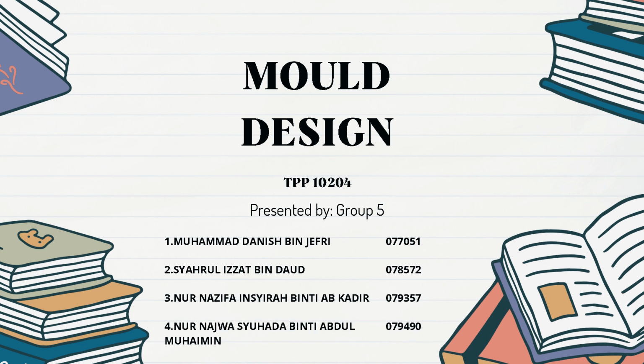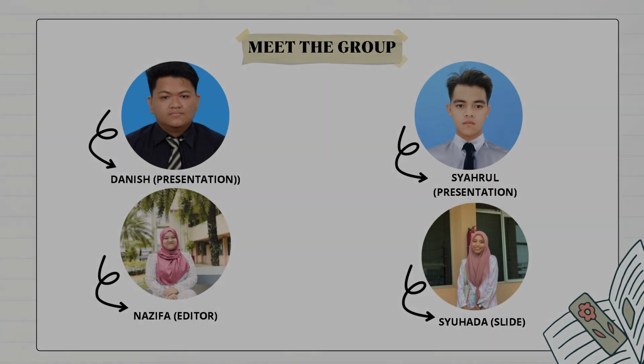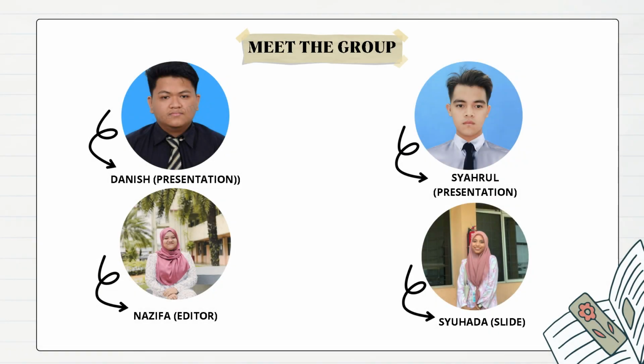We from group 5 have 4 members. First, Muhammad Danish Pejefri, nombor metrik 077051. Second, Syahrul Izzat bin Daud, nombor metrik 078572. Third, Nur Nazifah Ishirah binti Abdul Kadir, nombor metrik 079357. And lastly, Nur Najwa Syuhada binti Abdul Muhaimin, nombor metrik 079490.